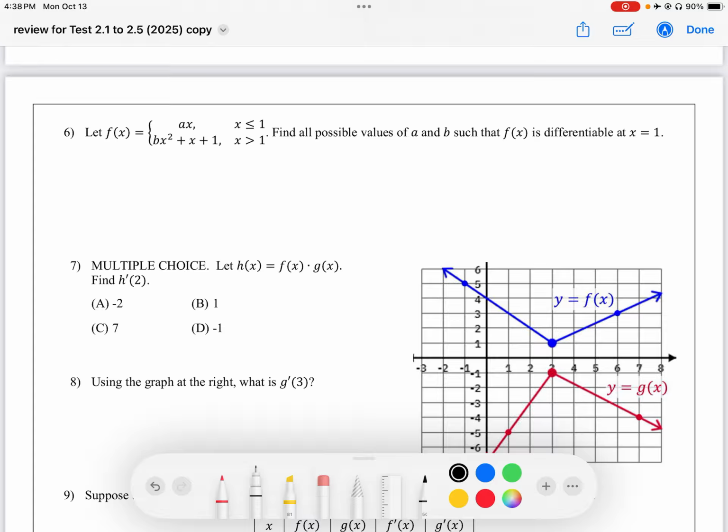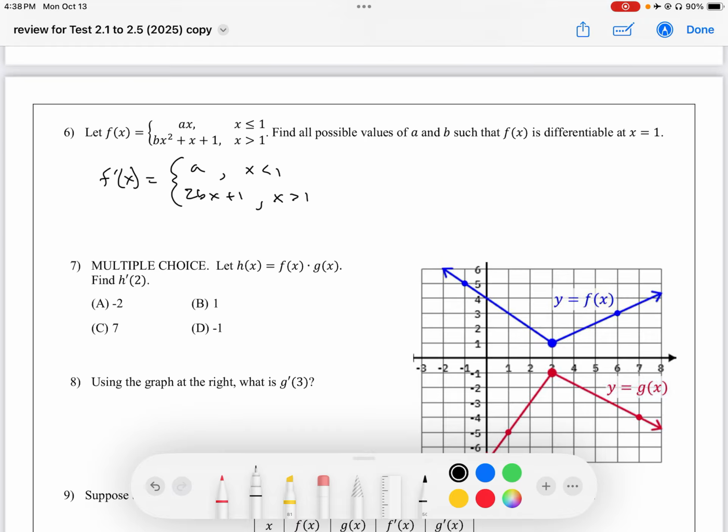So essentially what I'm looking for is these two to be equal at x equals 1, and also f prime to be equal at those values. So let's find f prime first. f prime of x is always a good thing to find if you have a piecewise function. You want to look at differentiability. So f prime of x would just be a for x is less than 1. Okay, we can't say less than or equal to because sometimes the derivative might not exist at that point. So we're just going to say less than 1 for now. And here it would be 2bx plus 1 for x is greater than 1.